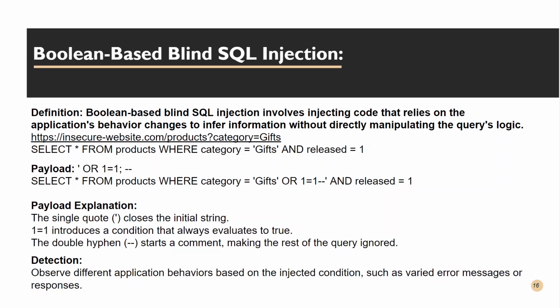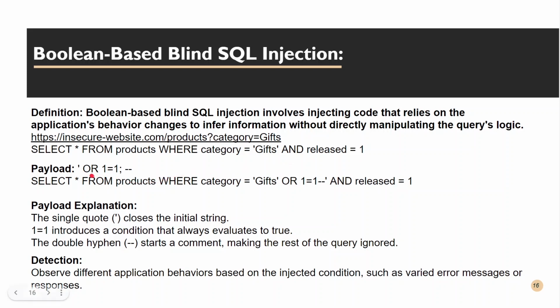And let's take a look at a typical example here. We have a web application with the domain name insecurewebsite.com/product, which is the endpoint. Then we also have the categories equals to gift here, meaning that a user is trying to search within the database for an item of the category gift. Now the query at the back end is going to look like this. Select star, which is everything, all the columns from product where categories equals to gift and release equals to 1, just like the previous example we just saw on the error-based SQL injection.